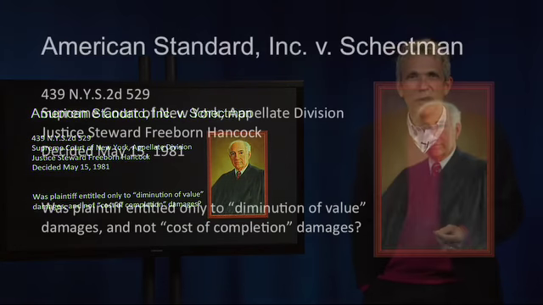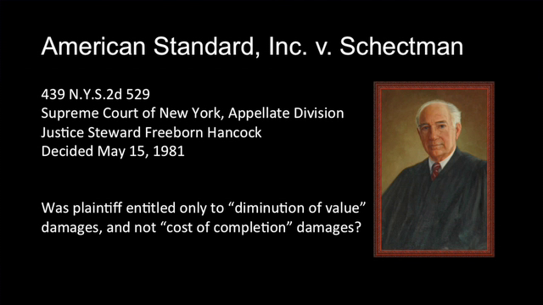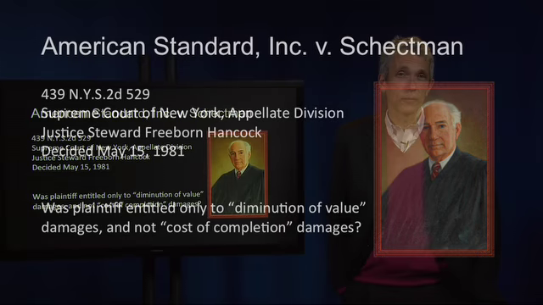At trial, the judge instructed the jury that the proper measure of damages was the cost of completion, not the diminution in the property's value. The jury went on to award American Standard $90,000 in damages, rather than the $3,000 that Schectman argued for.